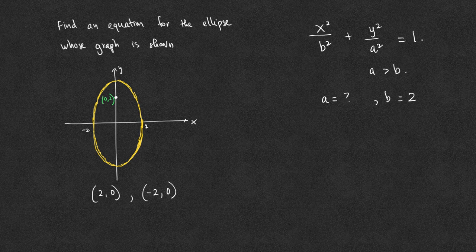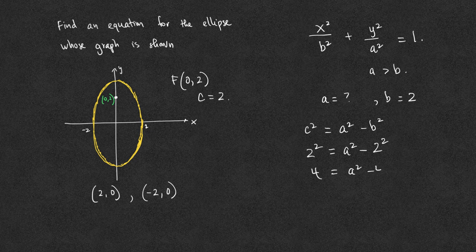How do we find a? Since the foci is at (0, 2), the foci is (0, c), and so c has to be 2 as well. The relationship between c, a, and b is that c squared equals a squared minus b squared. In this case, c is 2, a we don't know, and b is 2. Simplifying this, we have 4 equals a squared minus 4.